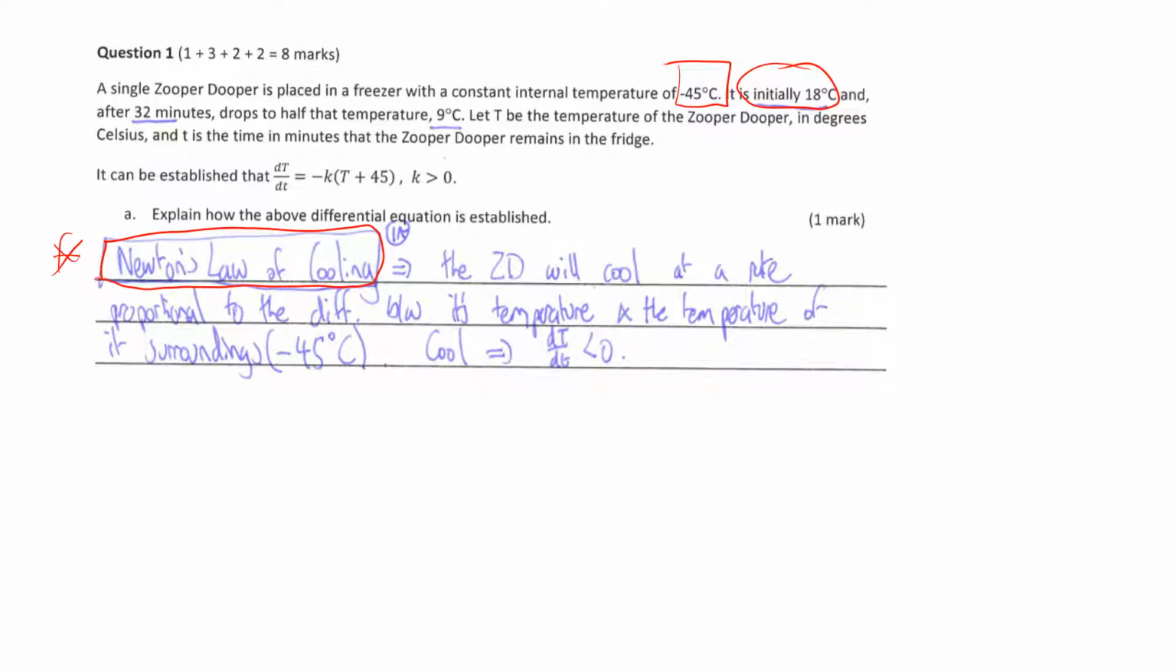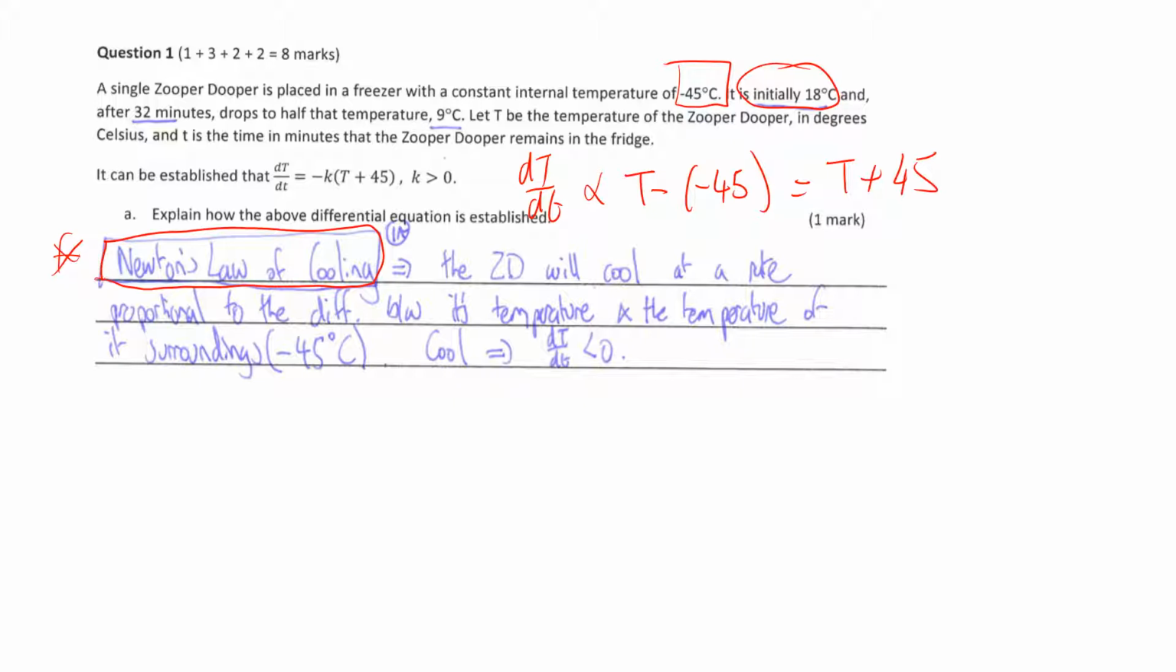Okay, so Newton's law of cooling says the rate of change of temperature of the super duper will be proportional to the difference in temperature between it and the surrounding temperature. So dT/dt, capital T, d lowercase t, will be proportional to the difference in temperature between it and the surrounding or ambient temperature, which is negative 45, which of course comes down to T plus 45.